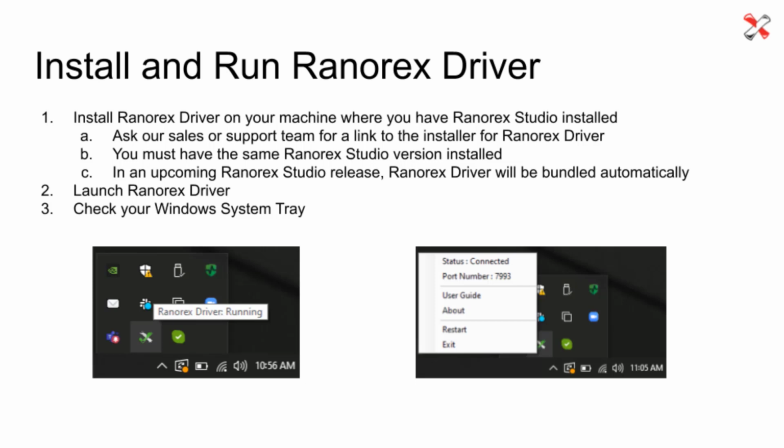Once you have the installer, install it, and then just launch Ranorex Driver. Once it's launched, you can check in your system tray to see that it's running. If you right-click on the icon, you can also see the port number that it's listening on. You can find a link to the user guide, the version number, and that's about all there is to it. If you need to close it down, just click the exit button there.